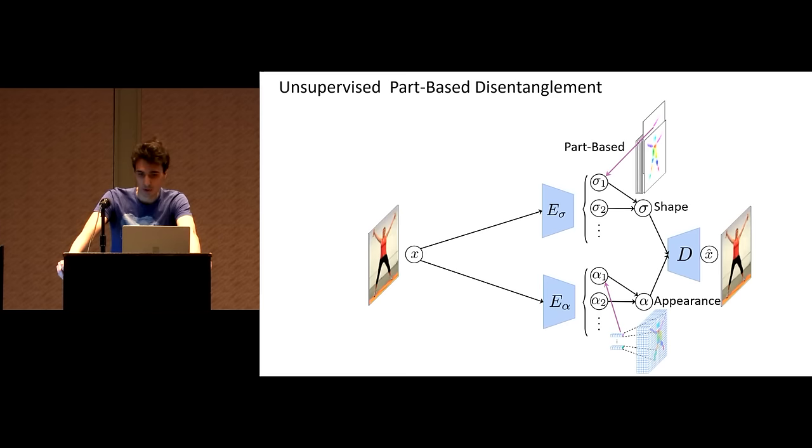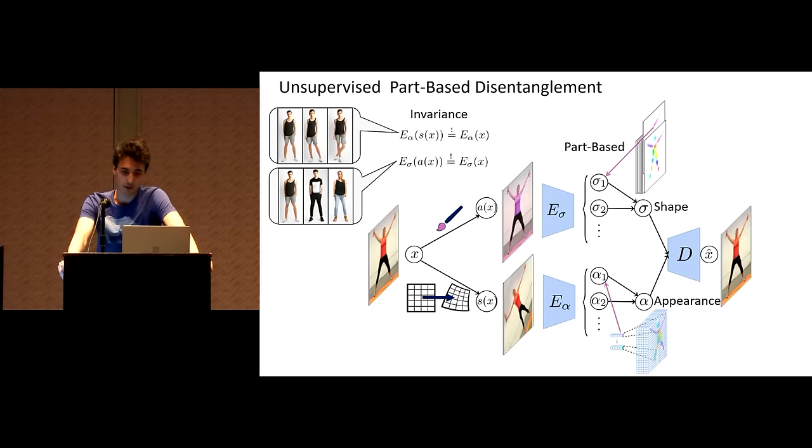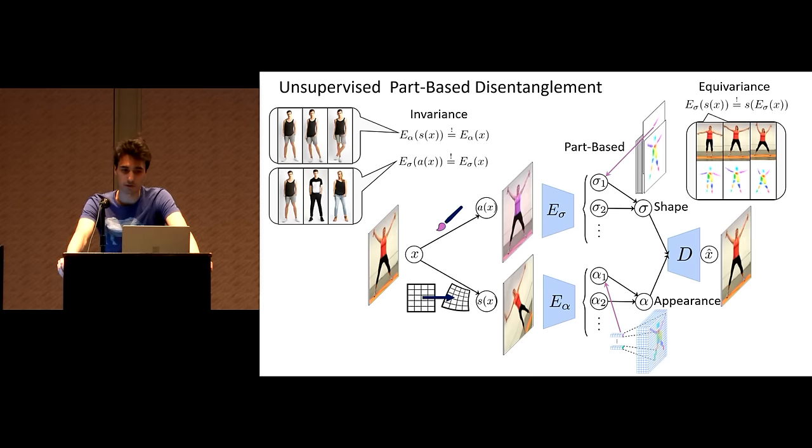But instead of encoding shape and appearance on the original image, we do the following. Since appearance should be invariant under changes of shape, we encode the appearance representation on a spatially transformed image. For the transformation, a TPS warp can be used, or in the case of video data, another frame from the same video. Similarly, the shape representation should be invariant under changes of appearance. Therefore, it is encoded on a color transformed image. Apart from these invariances, we also enforce that the shape representation should transform equivariantly under spatial transformations. So a simple example is if the image is rotated to the right, we know that the shape representation should rotate in exactly the same way.